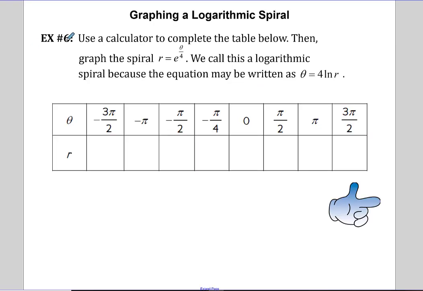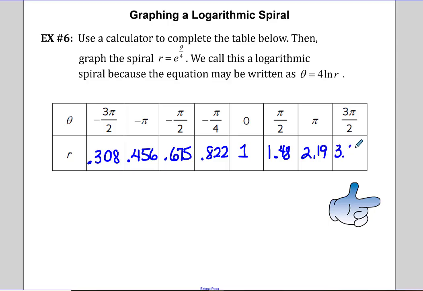And if we use a calculator to complete the table, for the sake of saving time, our function is r equals e to the theta over 4. I've already pre-done this. I get 0.308 and 0.456 and 0.675 and 0.822. At 0 we had 1, and 1.48, 2.19, and 3.25. So we're going to want to graph that.